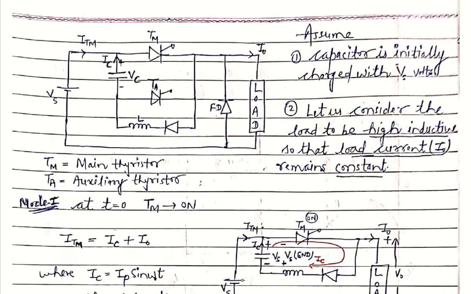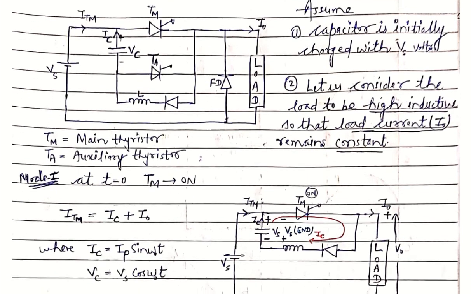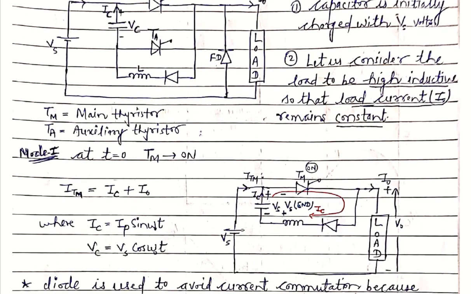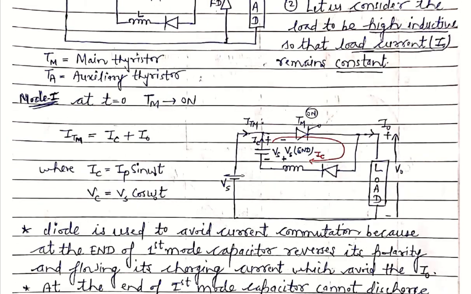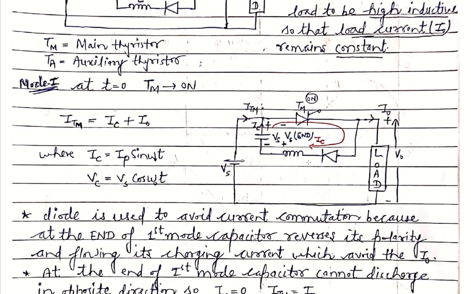Now we will see the modes of conduction of this circuit. In the first mode of conduction, at t equals 0, our main thyristor will be on. The auxiliary thyristor is in off condition, and the main thyristor is in on condition. See the circuit topology of this class D first mode.